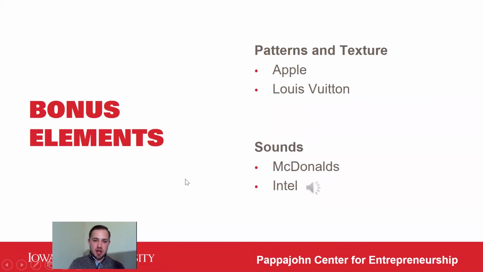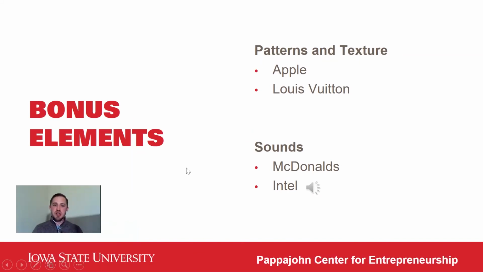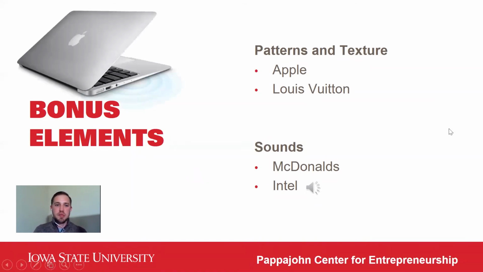A couple of bonus elements that I don't think are necessarily applicable to all businesses, but are worth mentioning. So, patterns and texture. You can think about a couple of companies that have very consistent patterns and texture amongst their products. The first being Apple, which has that basically Chromebook finish on all of their products. You can see that piece of metal on anything, or see a computer that is that specific color, and it is immediately an Apple product.